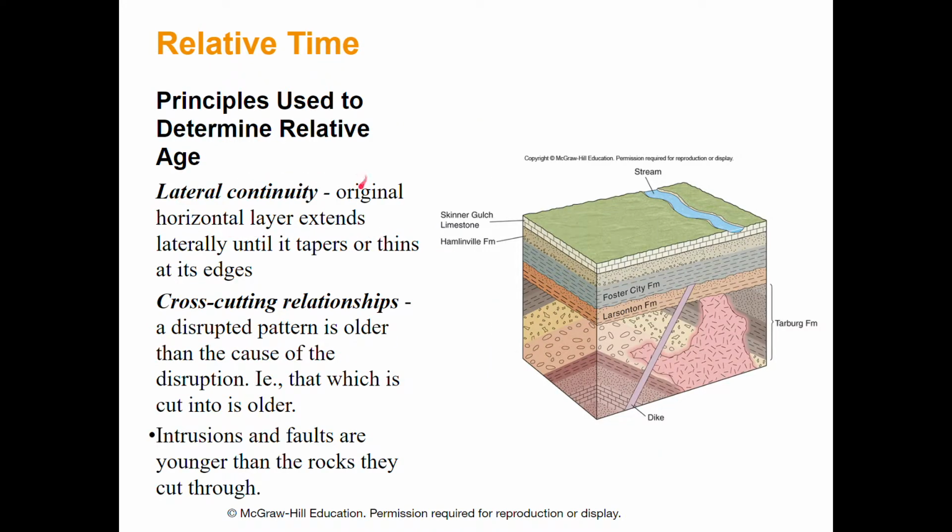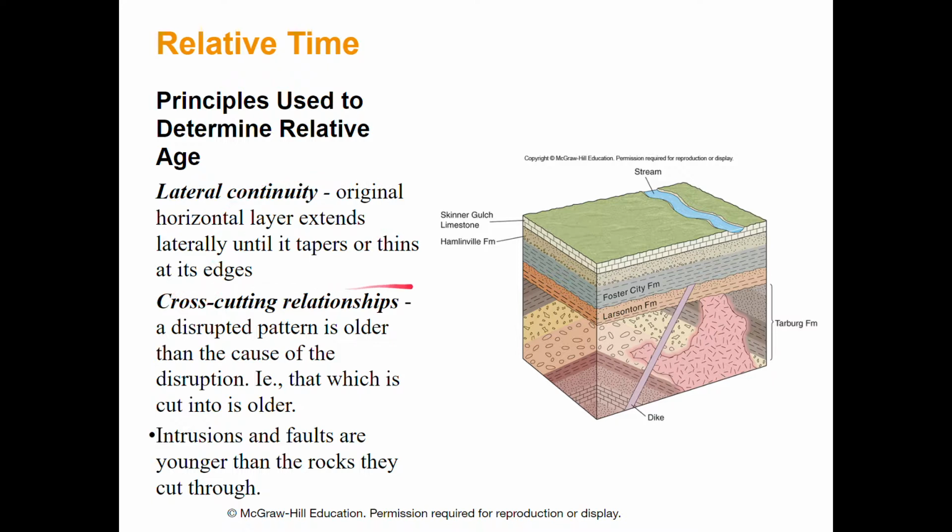Lateral continuity basically states that horizontal layers will go until they taper out, until they disappear. If you think about a sandstone being deposited, right? Sand is coming out of a river. You've got a delta that's growing and growing, and you're basically growing that sandstone out underneath that delta. Eventually, it can stop, and you'll run into the silts or the clays and the shales, and you stop depositing that sandstone. It sort of peters out and thins out.